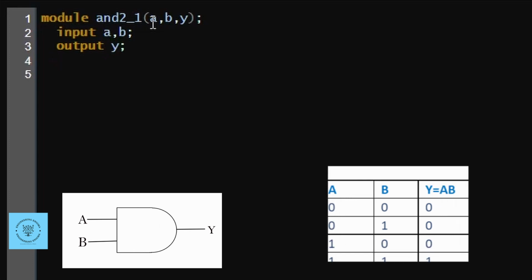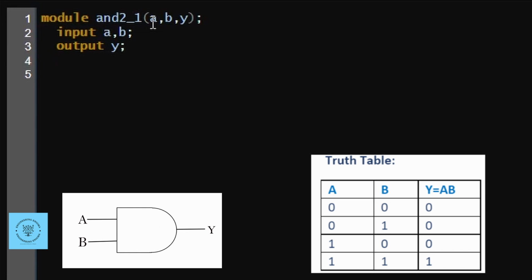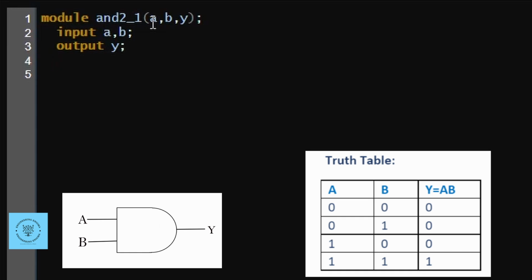As you know the truth table of an AND gate, it will give 1 when both a and b are 1, and for the rest of the cases it will be 0. So the truth table and the symbol for the AND gate will be displayed. You can check out the symbol and truth table to verify. So let's write the code.